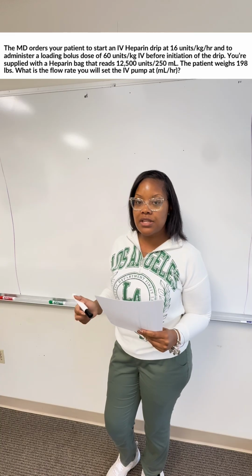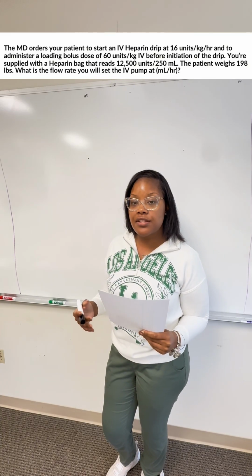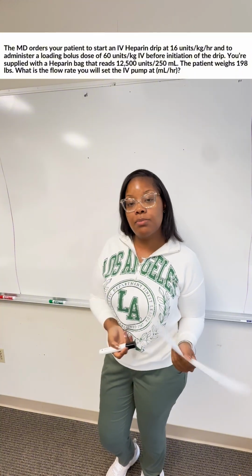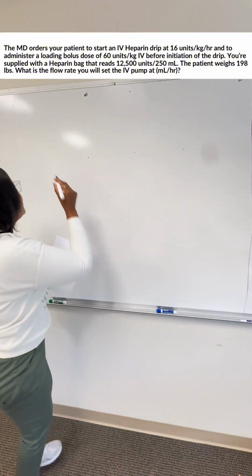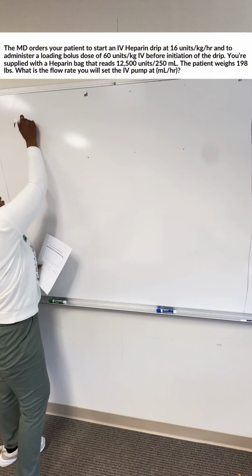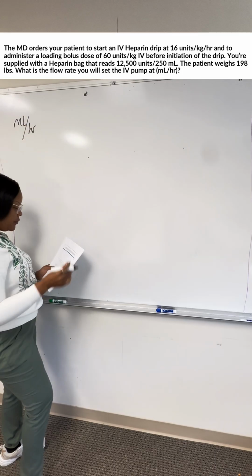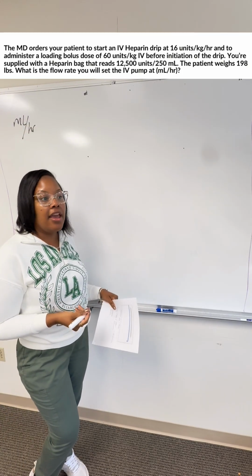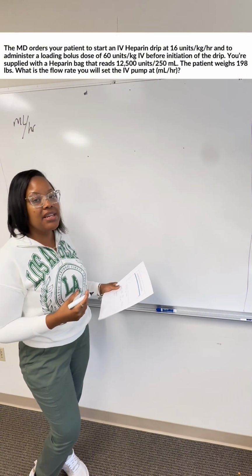All right, so first we need to figure out what the question is asking us for. So this question is asking us for the flow rate, so we know that the flow rate is going to be mLs per hour. So I like to just go ahead and put that to the side. All right, so we know with heparin calculations, they are weight-based, so we need to be in kgs.